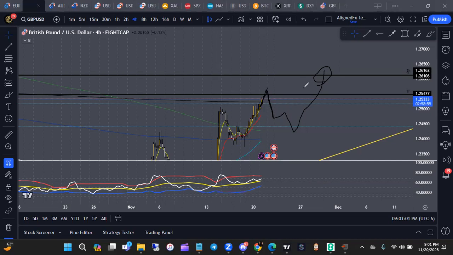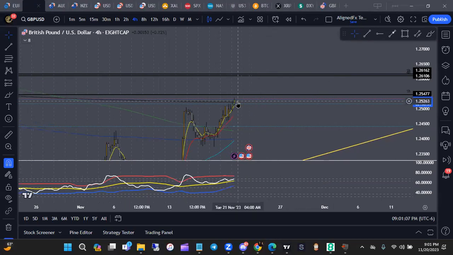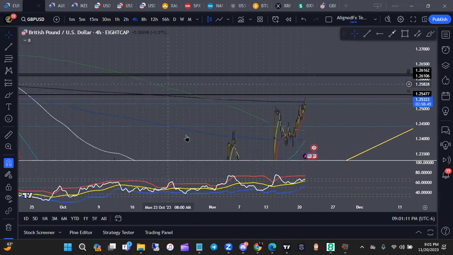I would give it about 24 to 72 hours, but we'll know exactly what direction this is going to go and how far it's going to go based on what happens tomorrow during the news. So just be careful on this, but I am overall bullish on GU just because of the higher time frames.